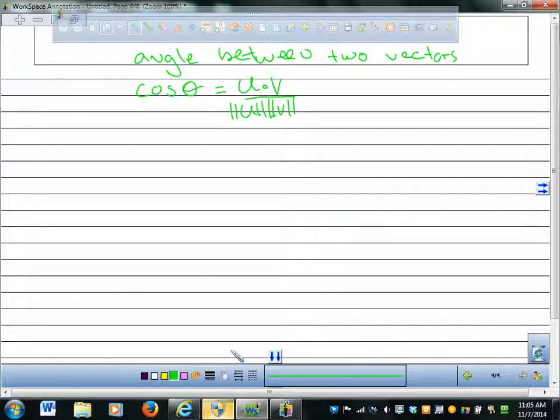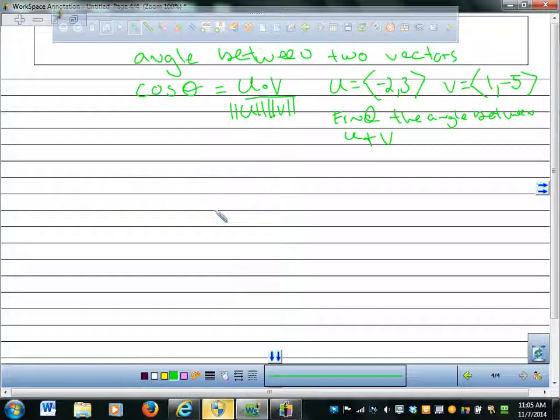Say I have two vectors. We're going to change what they look like. u equals negative 2, 3 and v equals 1, negative 5. And I say, find the angle between the vectors u and v.